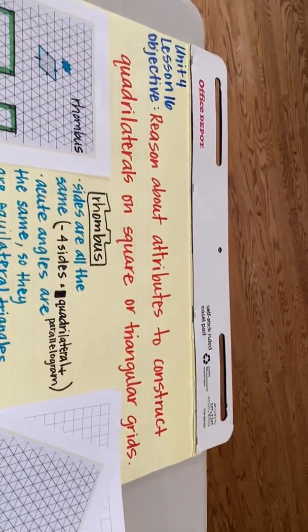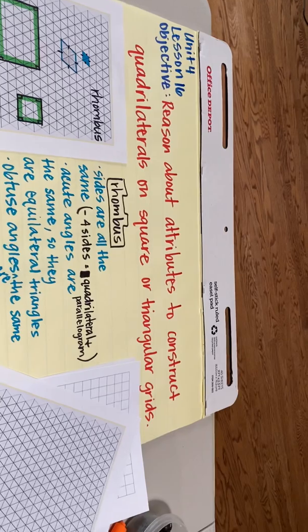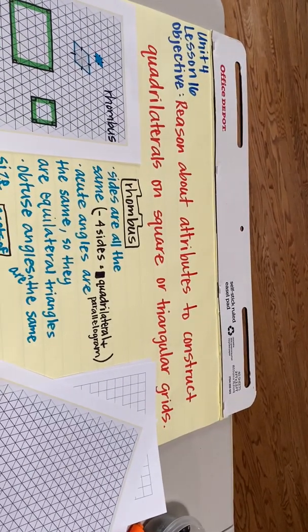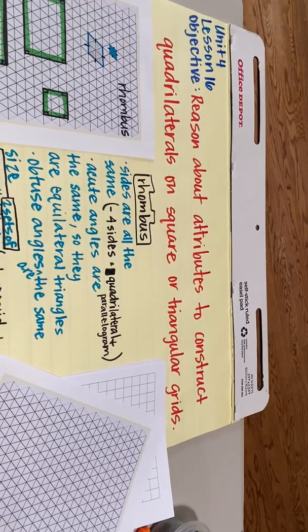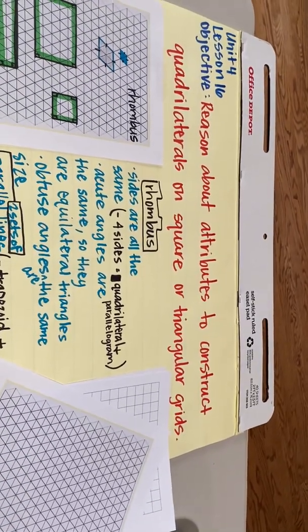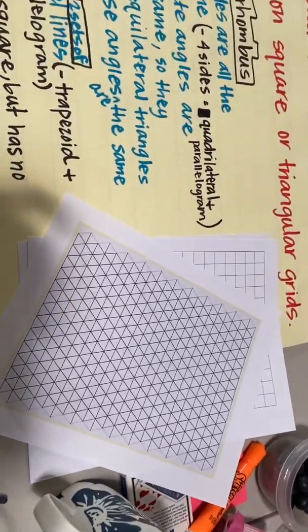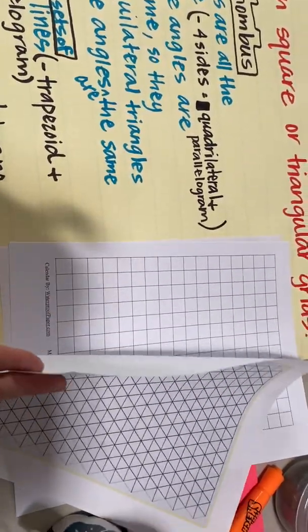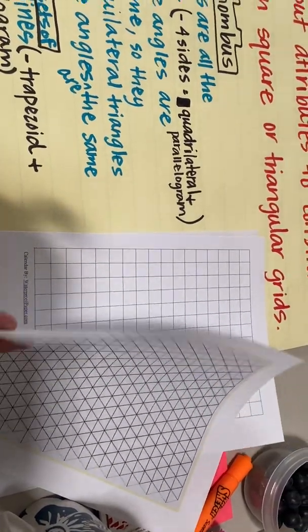Right, Unit 4, Lesson 16. Our objective is to reason about attributes to construct quadrilaterals on square or triangular grids. Because our practice book doesn't have any of these grids, if you want to practice on some, I just went and copied off my own. So I found a triangular grid that has equilateral triangles in different sizes, and then a square grid.